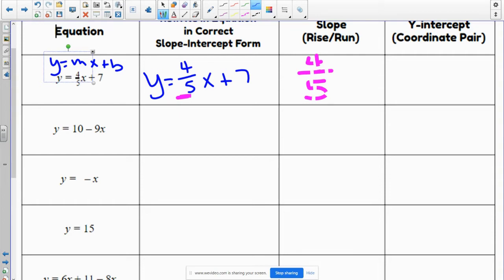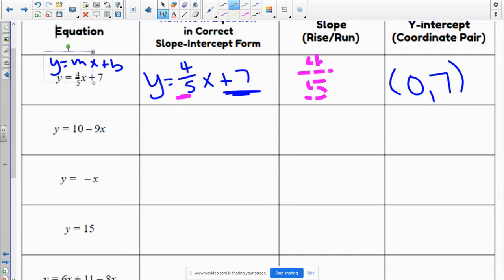Which one is my y-intercept? Yes, 7. And notice it says write it as a coordinate pair. So 0, 7. It's always 0. Go back to that graph. Remember, the y-intercept is on the y-axis and x is 0 on the y-axis.